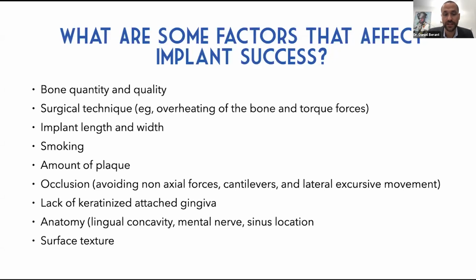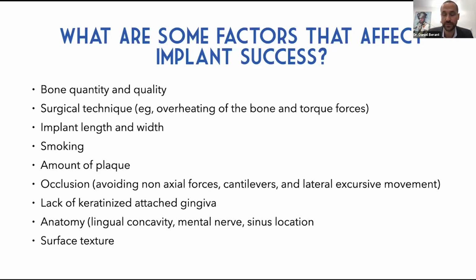Furthermore, the lack of keratinized and attached gingiva, and again, the anatomy and the surface anatomy of the location of the implant, where it is next to the mental nerve, inferior alveolar nerve, the sinus location, and also the lingual concavity. And then finally, other factors that can be taken into consideration is what implant system are we using?